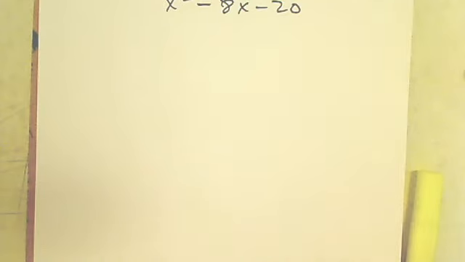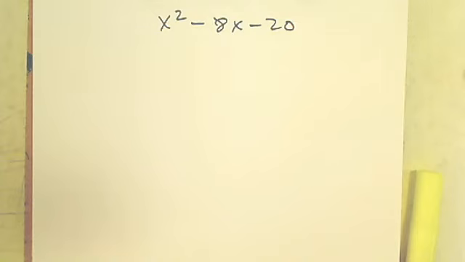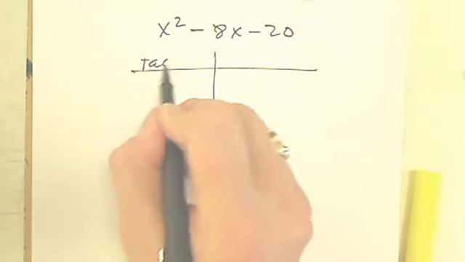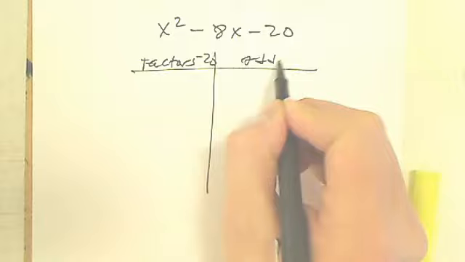Okay, last one. x squared minus 8x minus 20. If you want to do this in your head, you can go and do that. Any factors of negative 20 that add up to negative 8? So here, factors of negative 20 that add to negative 8.